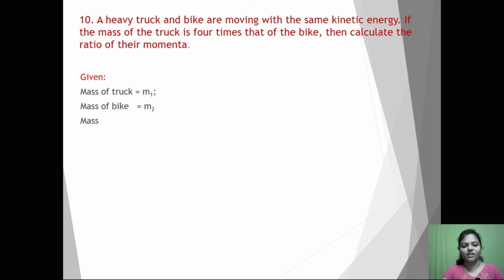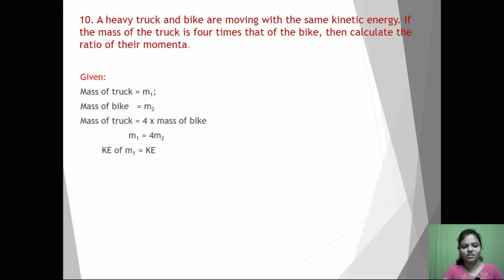So we will start with the given. Mass of the truck we will assume it as M1. Mass of the bike we assume it as M2. What is given here is that the mass of the truck is 4 times the mass of the bike. So M1 is equal to 4 M2.